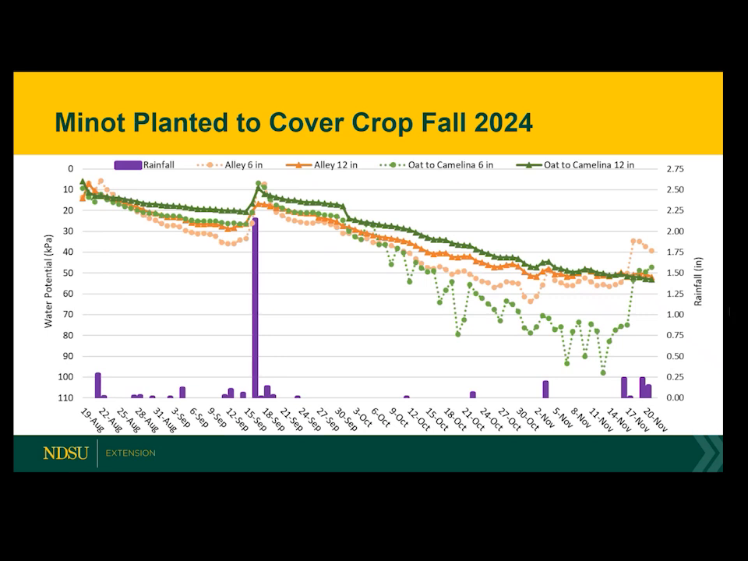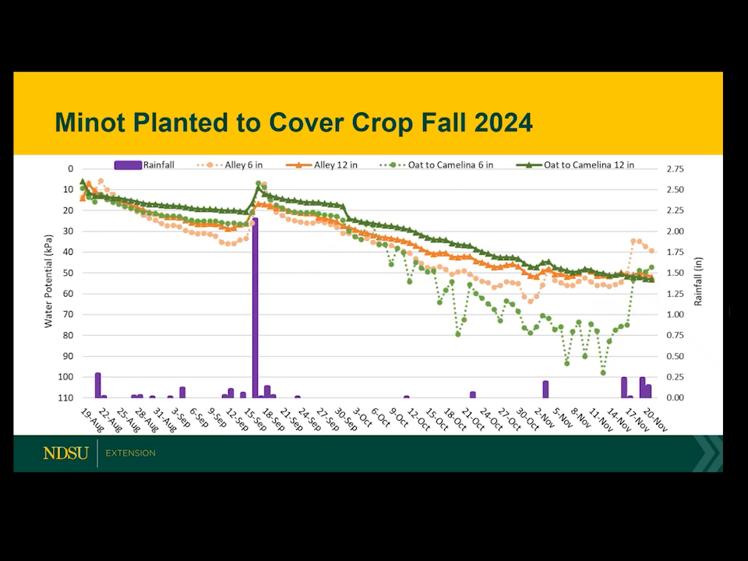So here's a little bit of a soil moisture story about why some of these cover crops can be beneficial. We came up with oats here, and this is in Minot. We go from August 19th of this year to November 20th of this year. On the left axis, we have water potential. The closer you are to the top, the closer you are to saturated, with 0 being fully saturated. Here is about dry down to 110. And then on the right is the rainfall.